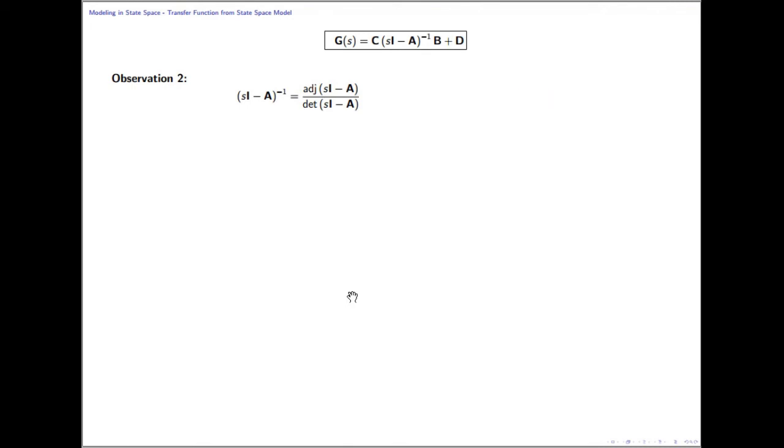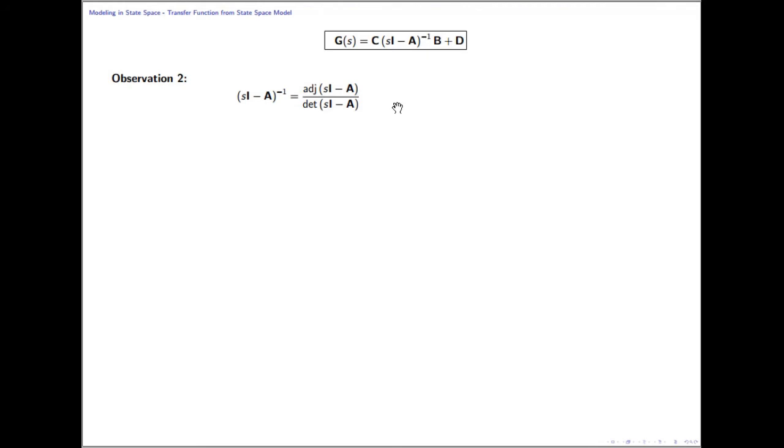we'll see whether this state space model transformed to a transfer function model gives any clue about the characteristic equation or something directly. Okay, that's what we are going to see.